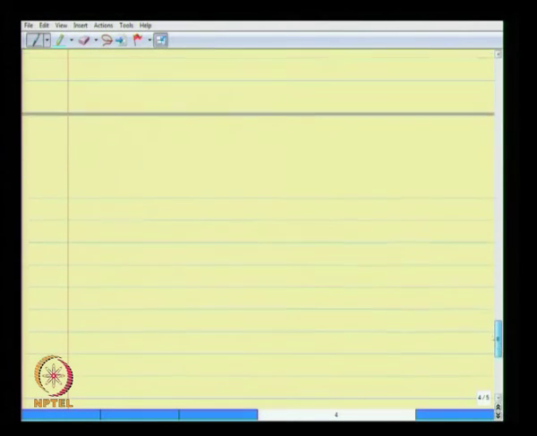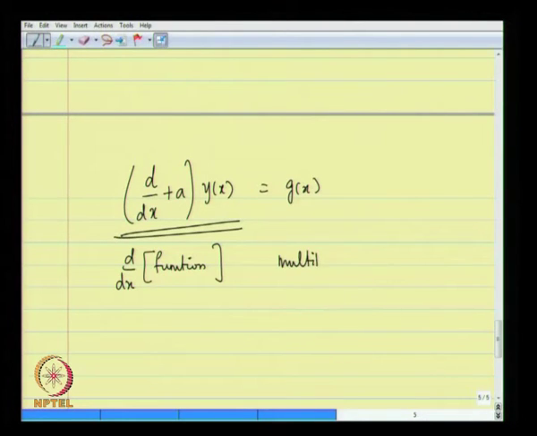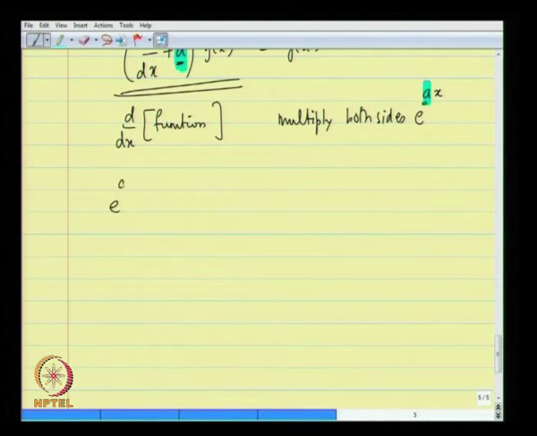From looking at this form, what you have is d by dx plus a acting on y gives you some other function g of x. Okay. So, in order to get this as the differential of a function, all that we need to do is to multiply both sides by exponential a x, where this a is the same as this a. So, if you do that, then you have e to the a x d by dx of y plus a e to the a x y of x is equal to e to the a x g of x.